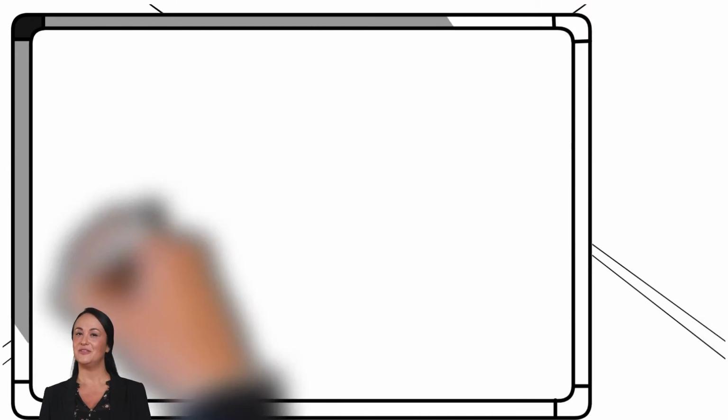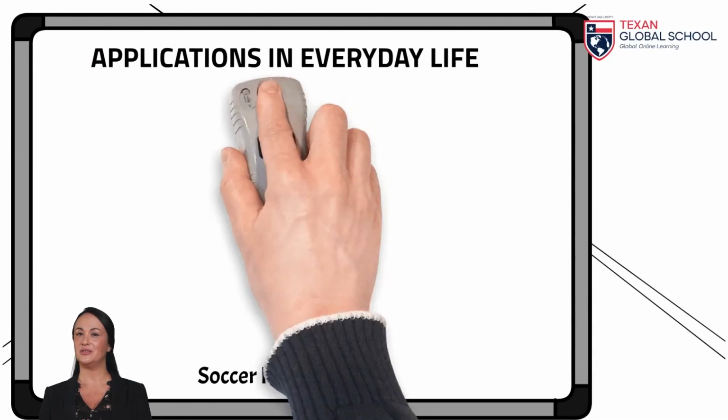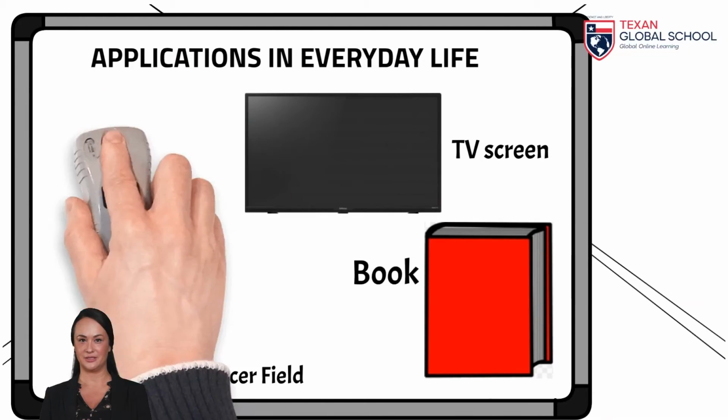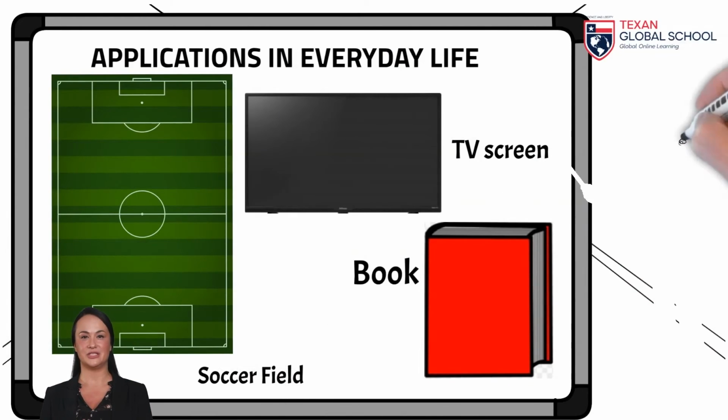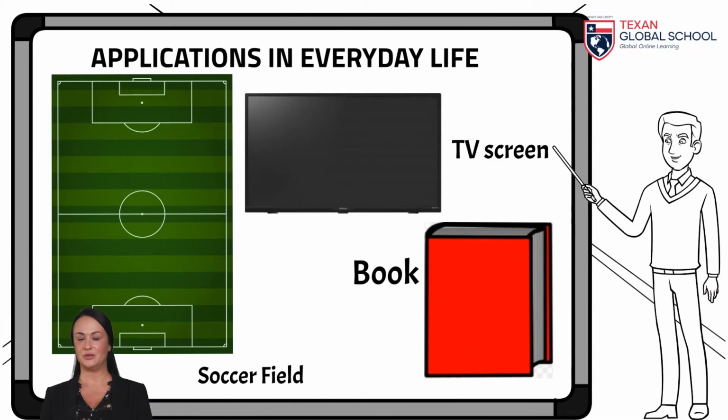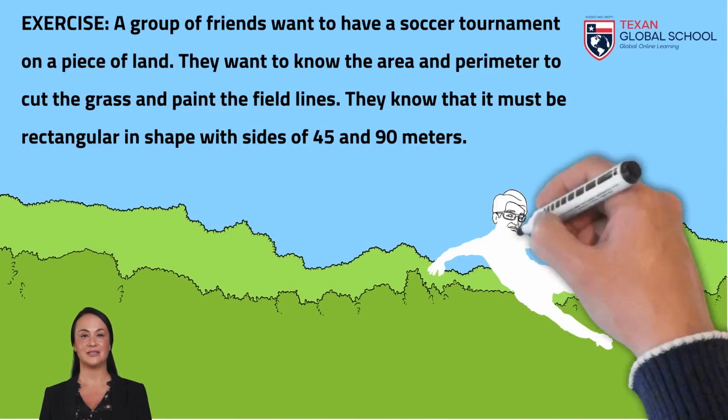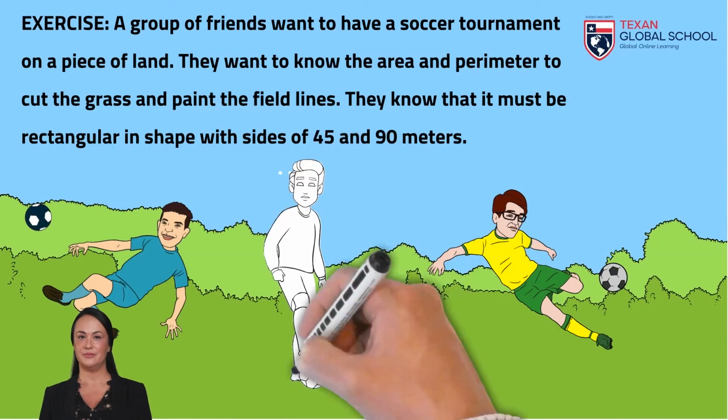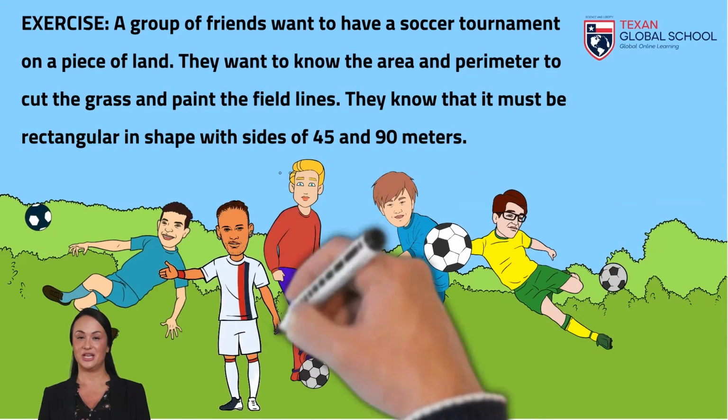Some applications of the rectangle can be seen on a soccer field, television screens, or in books. In the following application problem, a group of friends want to do a soccer tournament on a field and want to know the area and perimeter to cut the grass and paint the field lines. They know that it must be rectangular in shape with sides of 45 and 90 meters.